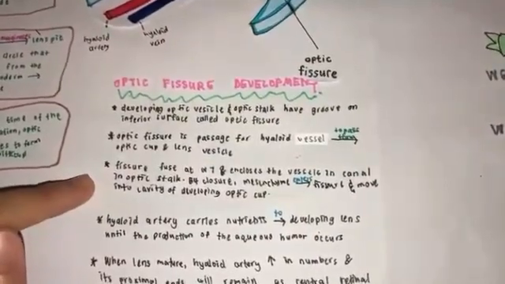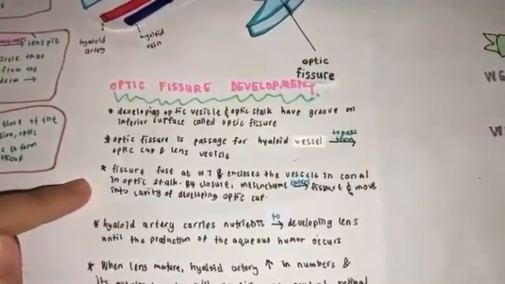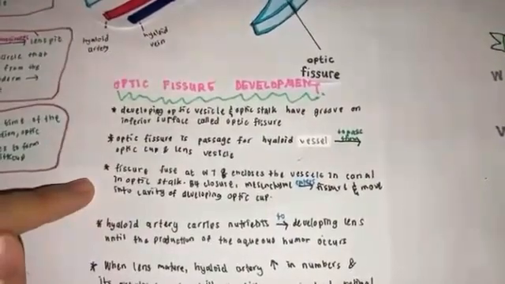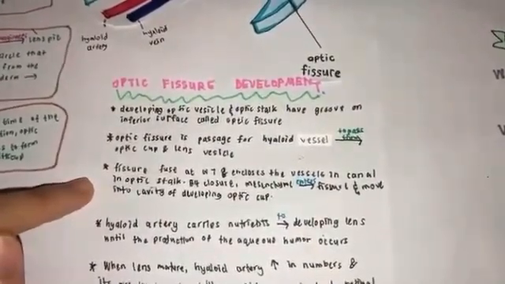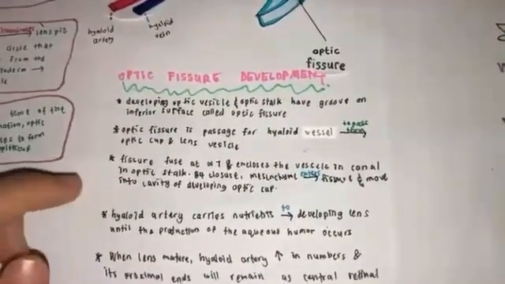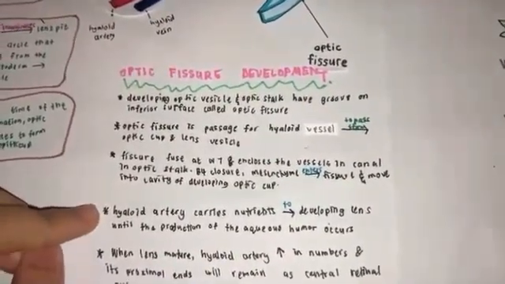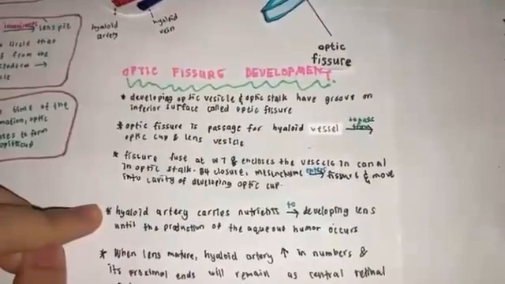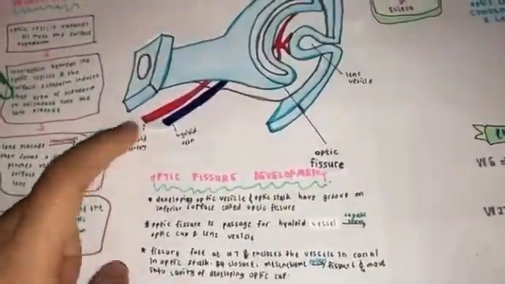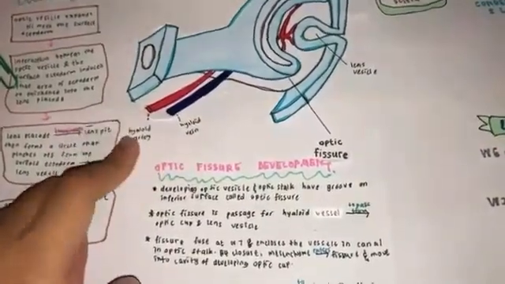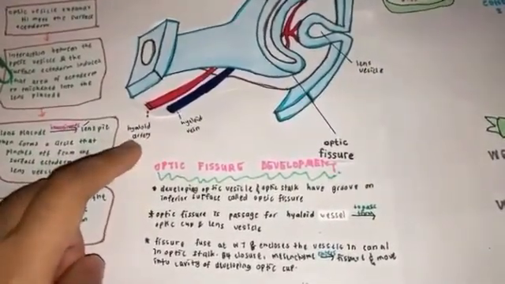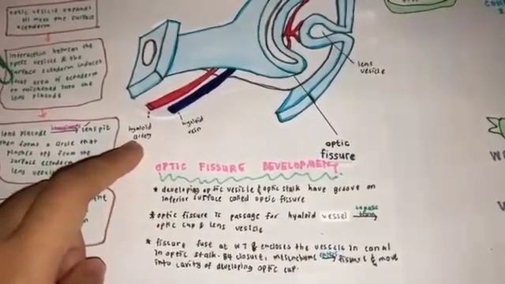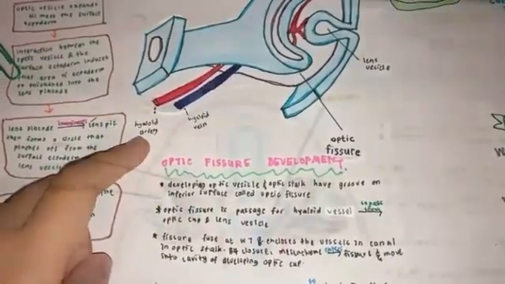Before the closure, mesenchyme enters the fissure and moves into the cavity of the developing optic cup. Okay, the hyaloid artery carries nutrients to the developing lens until the production of aqueous humor occurs. And yeah, this is the hyaloid artery and this is the hyaloid vein. The hyaloid artery will branch out when the lens matures and will remain as the central retinal artery.